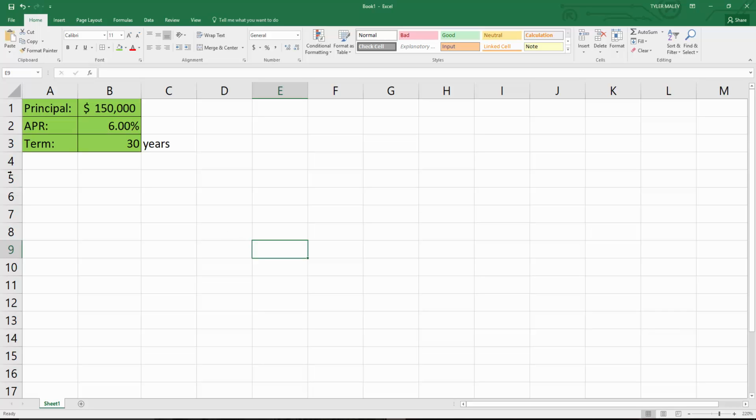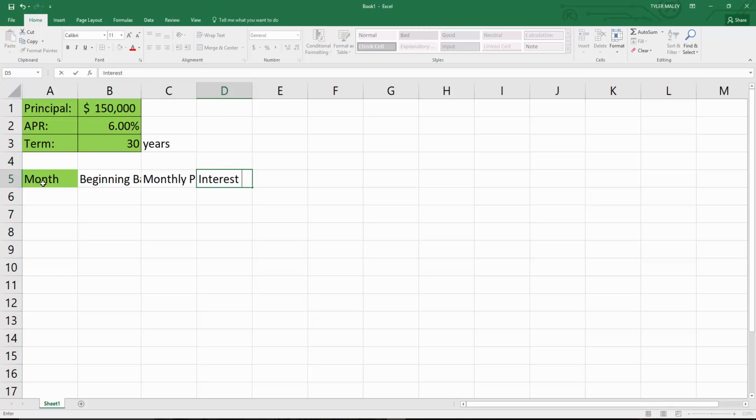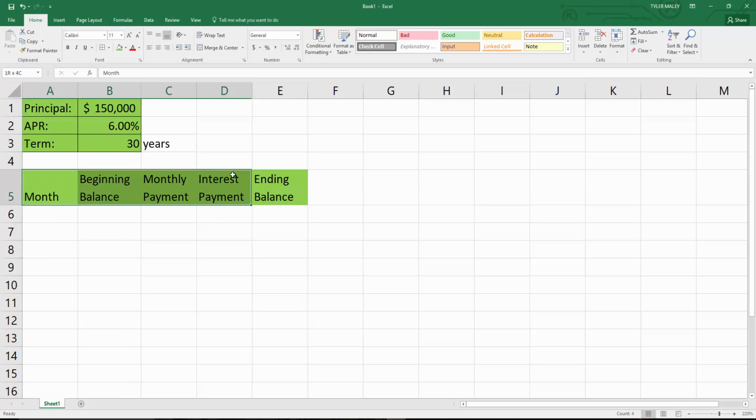So then cell A5, we had month, and then beginning balance, and then monthly payment, and then interest payment, and then ending balance, right? And all of these, I'm just going to do this one. We want to wrap text, and then I can just go to Format Painter and highlight all of these, and it'll copy the same type of settings, right? And I also want to do all borders, right? So I have that filled in similar to how that's charted, right?